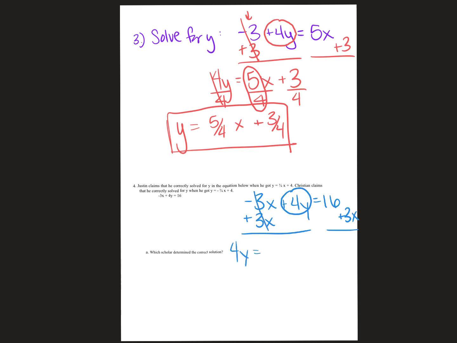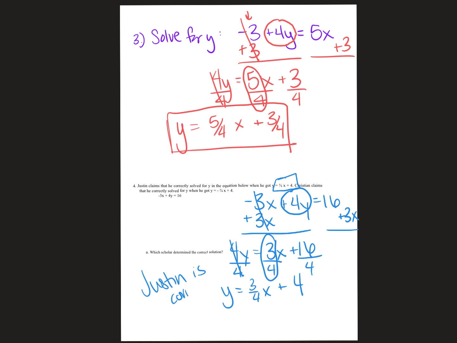4y, x comes first. It's positive. 16 comes next. It's also positive. I need this to say y, not 4y. Get rid of the 4 by dividing every single thing in this equation by 4. So we have y. Separate the fraction and the x. 3/4 x plus 16 divided by 4 is 4. So who had this equation? 3/4 x plus 4. It's positive. So Justin is correct. That's for part A. So Christian said it was -3/4.